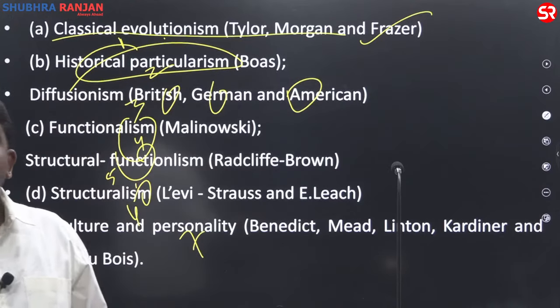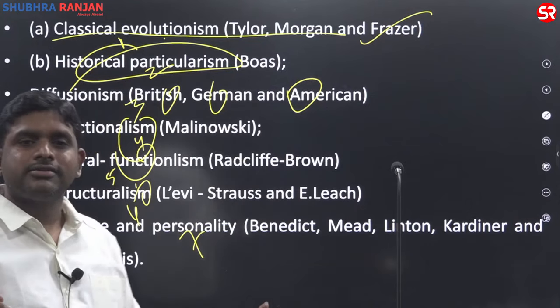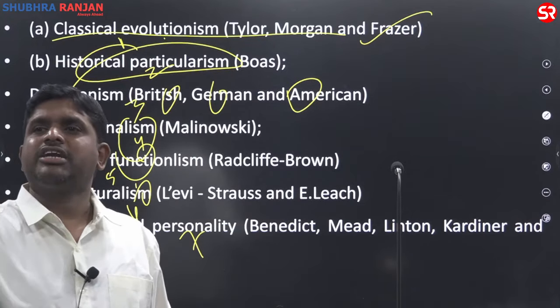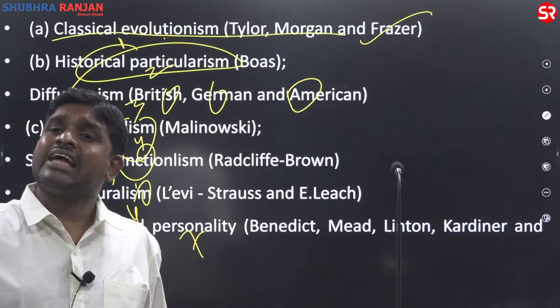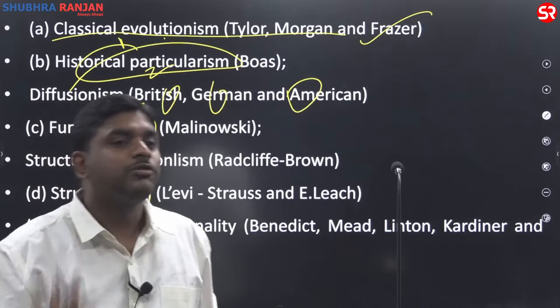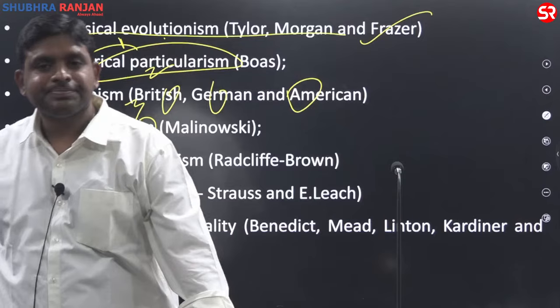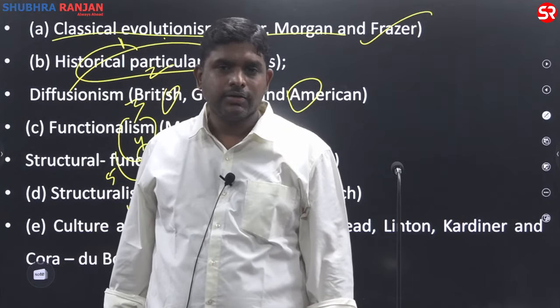Two pages completed. Now you have to focus upon criticism. E.B. Taylor was criticized for this, James Frazer was criticized for this, Henry Morgan was, and classical evolutionism is criticized for this. 1, 2, 3, 4, and conclusion. 4 pages complete. Got it?